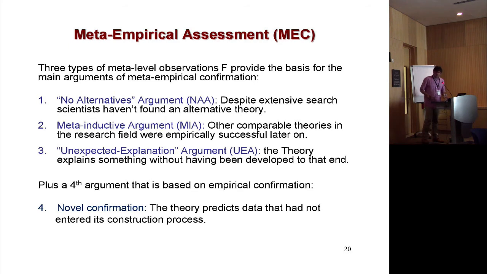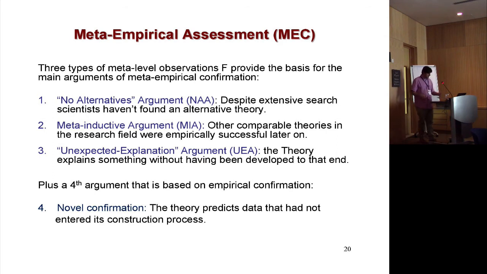Now, there are three main kinds of meta-empirical confirmation. The one we will be focusing on here will be the very first one, the most straightforward one, which is the no alternatives argument, which is just based on the observation that one doesn't find alternatives to the theory, which on its own is not a very powerful argument, because one might just not find them, because one is not clever enough to find them.